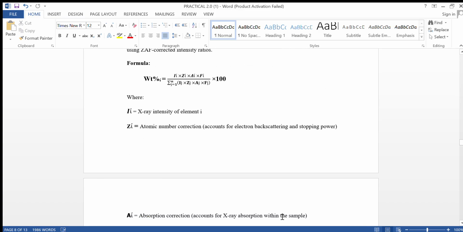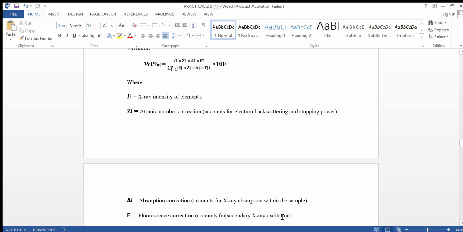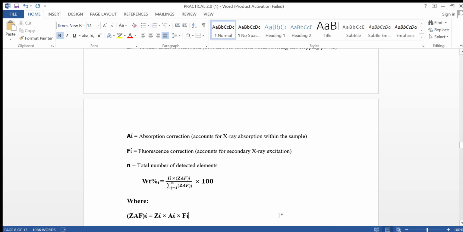Zi is equal to atomic number correction, accounts for electron backscattering and stopping power. Ai is the absorption correction, accounts for X-ray absorption within the sample. Fi is the fluorescence correction, accounts for secondary X-ray excitation. N is the total number of detected elements.